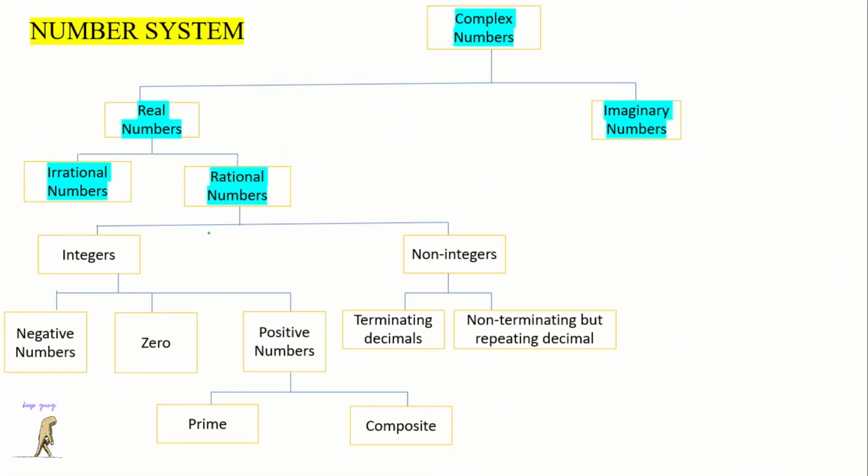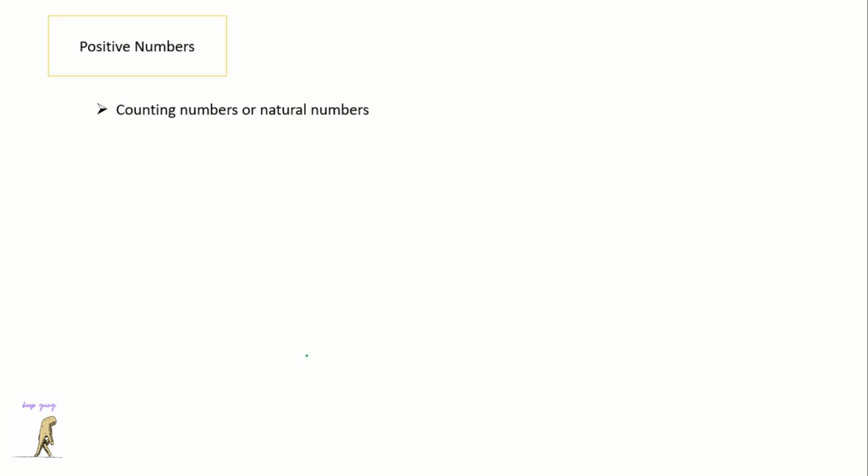Next, let's go deeper into integers. Integers are numbers that are whole numbers. They can be negative or positive, anything that is a whole number. Negative numbers are every number that has a negative sign. 0 is also part of integers. Positive numbers are the counting numbers or natural numbers: 1, 2, 3, 4, 5, 6, 7, 8, and so on. Either odd or even, it is considered a positive number.